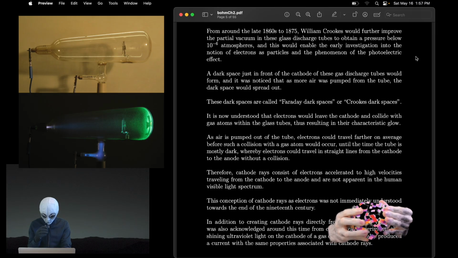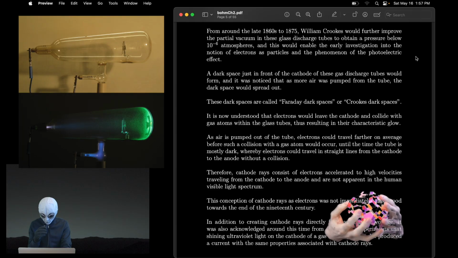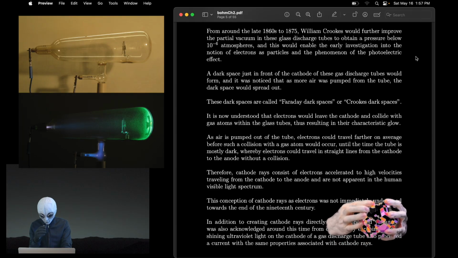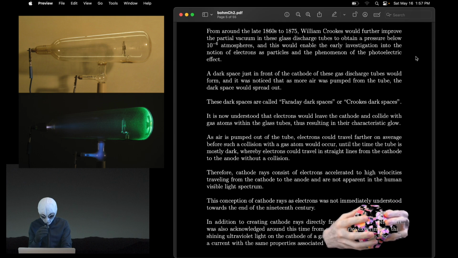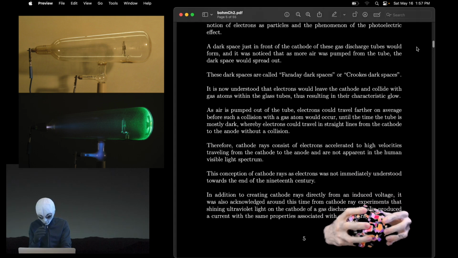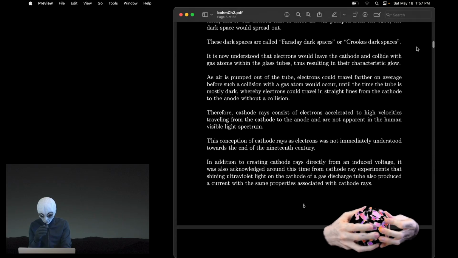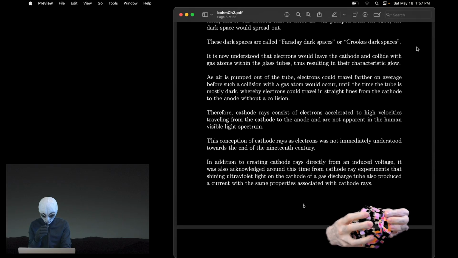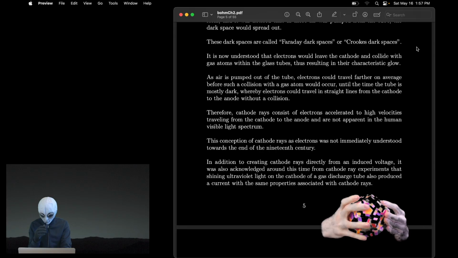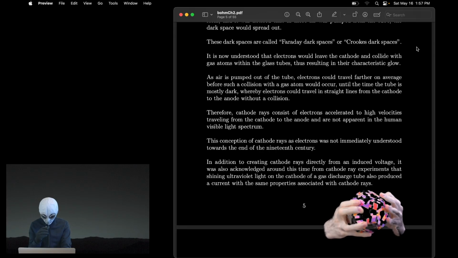A dark space just in front of the cathode of these gas discharge tubes would form, and it was noticed that as more air was pumped from the tube, the dark space would spread out. These dark spaces are called Faraday dark spaces or Crookes dark spaces. It is now understood that electrons would leave the cathode and collide with gas atoms within the glass tubes, thus resulting in their characteristic glow.